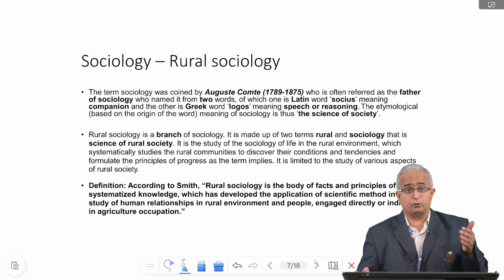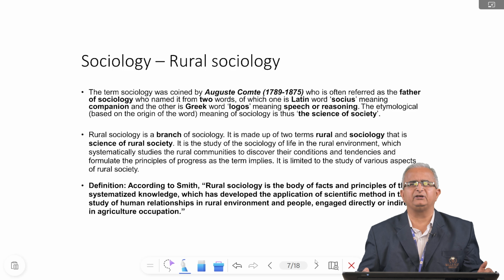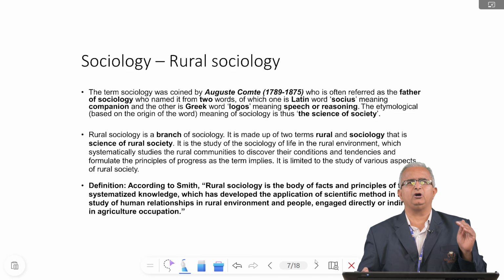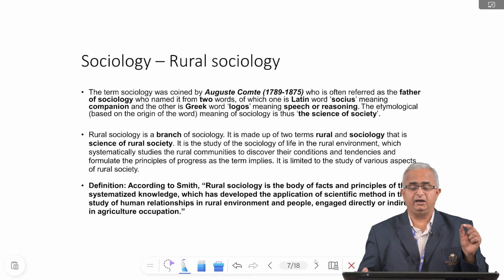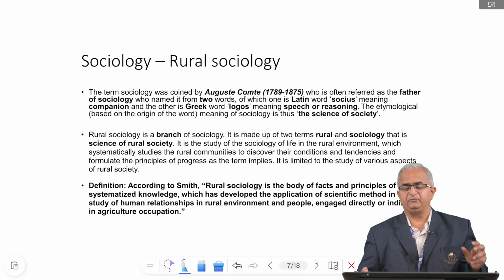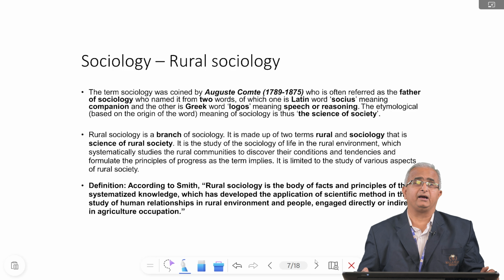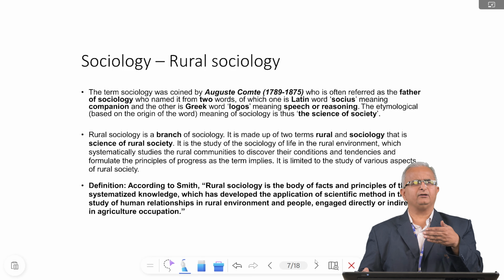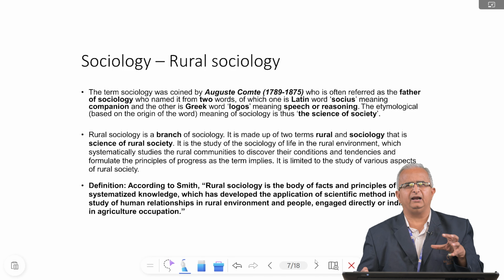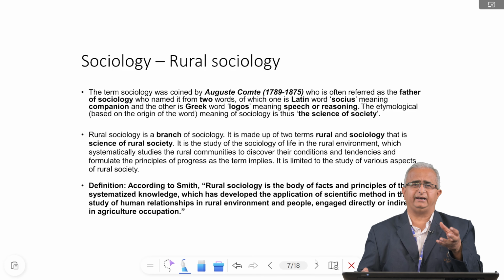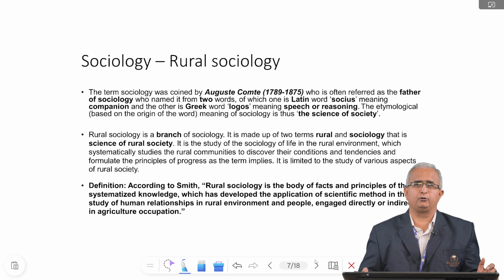And rural sociology, the definition was given by Dr. Smith. Rural sociology is the body of facts and principles, the systematized knowledge which has developed through the application of scientific method in the study of human relationships in the rural environment and people engaged directly or indirectly with the agriculture occupation. Here, it is also a study of society only. Here we study the rural society and whatever interrelationships and group relationships exist among the rural community, we study as the subject matter of rural sociology.